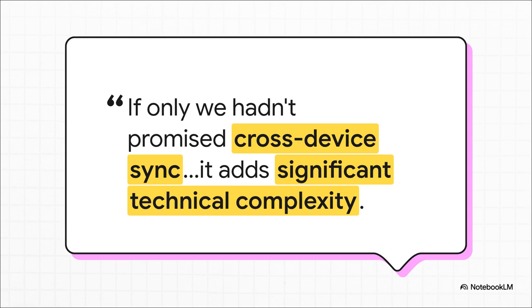Well, the PM agent has this brilliant trick up its sleeve called Hindsight is 2020. It literally pretends it's 6 months in the future, looking back on the project and identifying what you might regret. Like, oh man, if only we hadn't promised that cross-device sync. That thing was way more complex than we thought. It helps you spot those massive risks before they become costly mistakes.